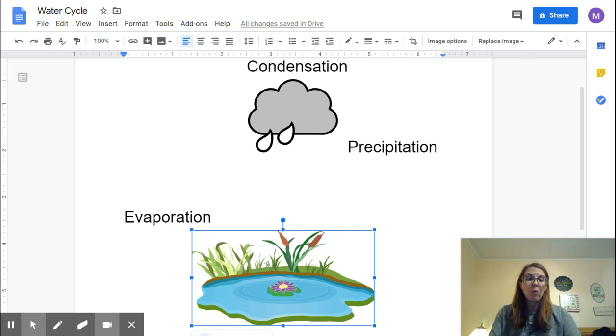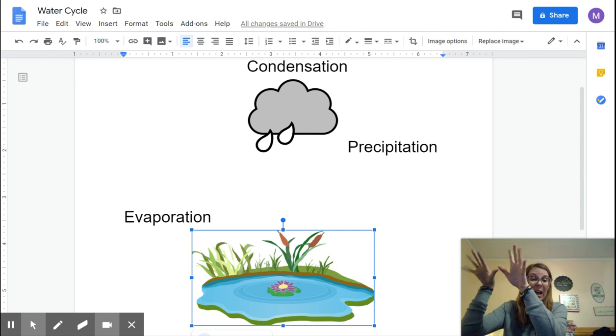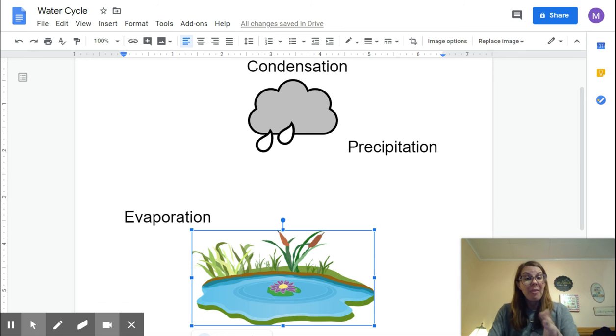Precipitation is any form of liquid water that comes from the clouds and travels down to the surface of the earth. And then it ends up back in the pond again, where once the sun heats it, it turns back into a gas, it turns back into water vapor, and that's the process of evaporation again. And the water just cycles through this process over and over and over again.